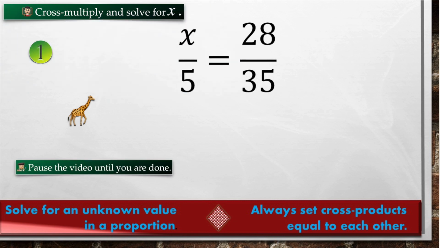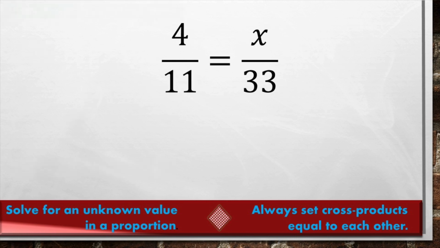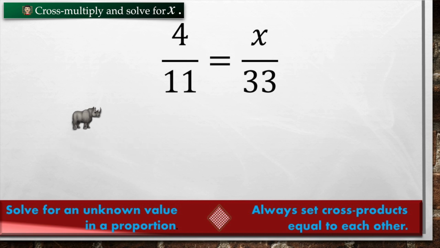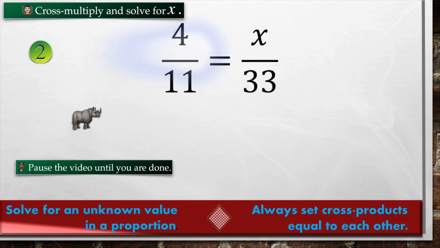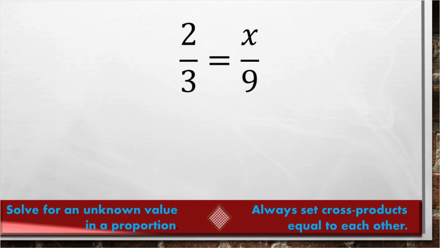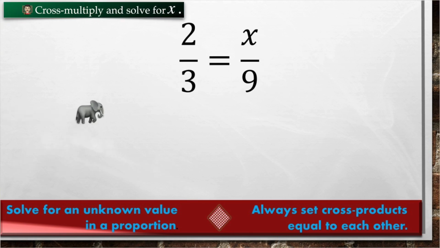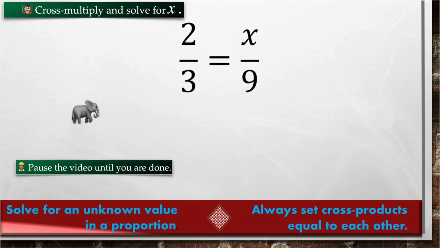Label it problem number 1. Copy the problem exactly the way you see it. Set up the cross multiplication equation and solve. This time the Rhino is asking you to solve for x. Pause the video until you are done. At the end of the video, there's going to be an answer key for you. So show all of your work, get these 6 problems done, and then check your answers.